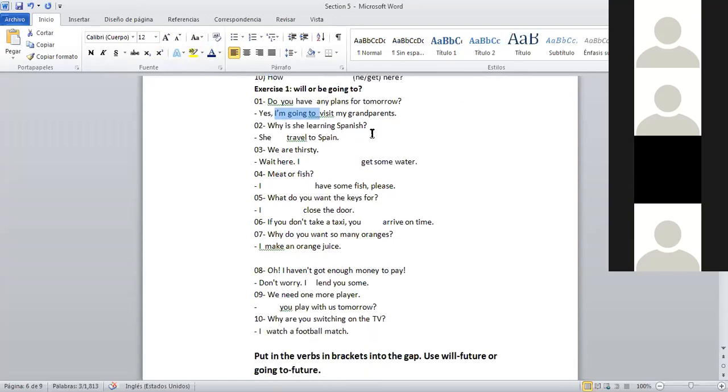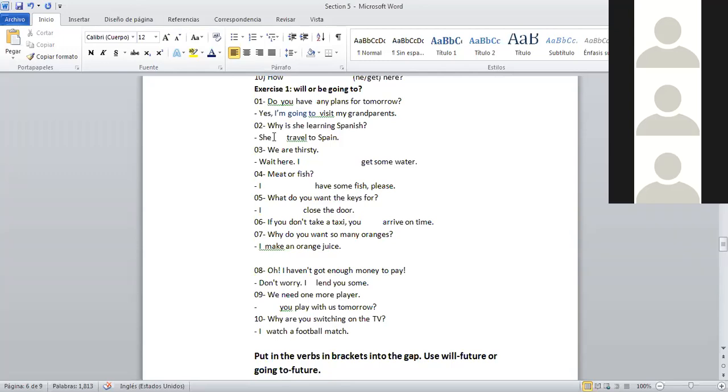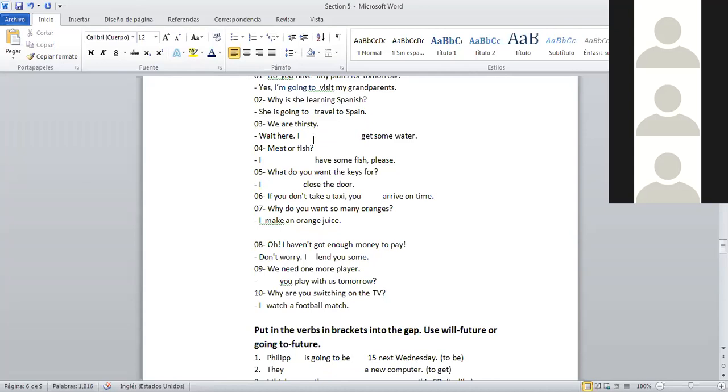Okay, number two. Why is she learning Spanish? She will travel to Spain. No, because this looks like a plan. She's learning Spanish because she's going to travel to Spain. That's why she's learning Spanish. It has already been prepared. It has already been planned. Okay, now we are thirsty.